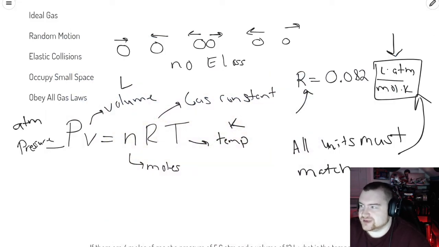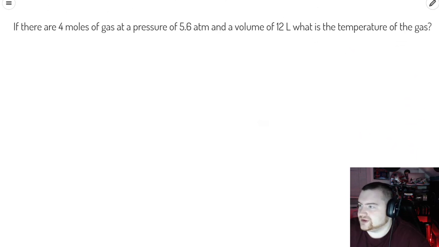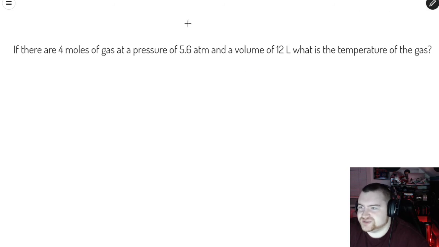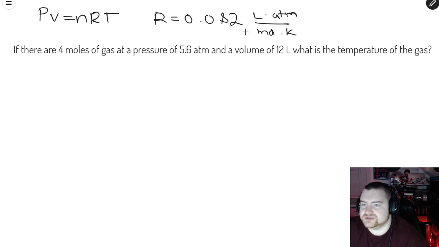So we'll go to our last problem with an ideal gas. Let's zoom in so we can see it. There we go. If there are 4 moles of gas at a pressure of 5.6 atm and a volume of 12 liters, what is the temperature of the gas? So before we even start, let's put the information we need at the top. We know that the ideal gas law is PV equals nRT. We know that R is going to be 0.082, and R is going to be in liters times atm over mole times Kelvin. Okay, so we know that we need these units. We know R is 0.082. We know our equation is this. Now we're ready to start.